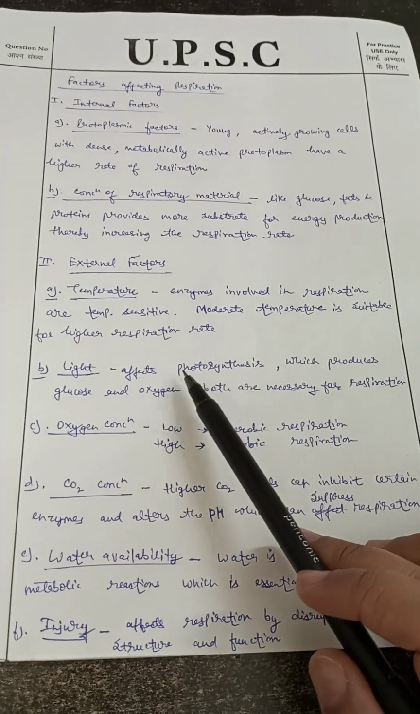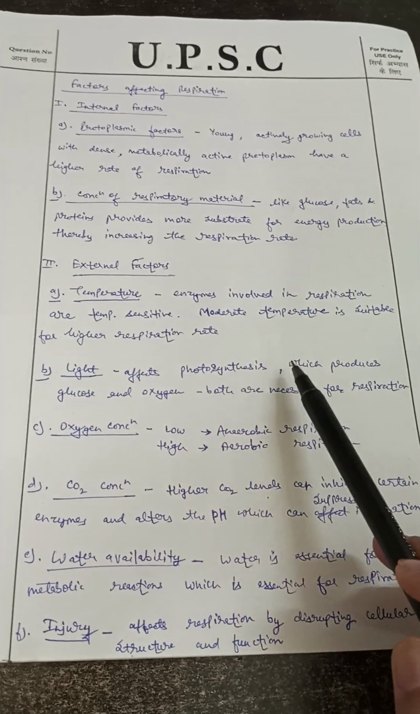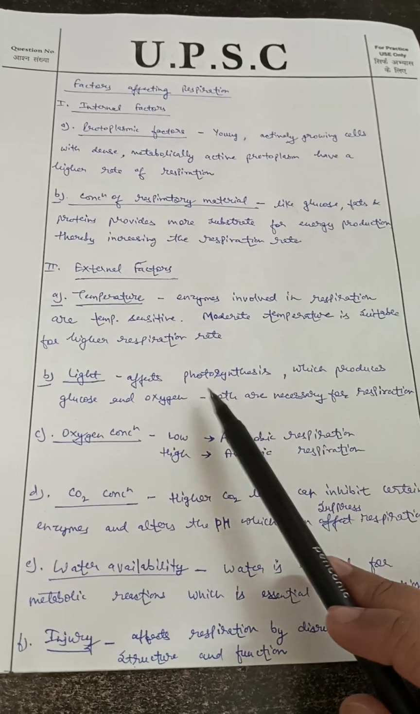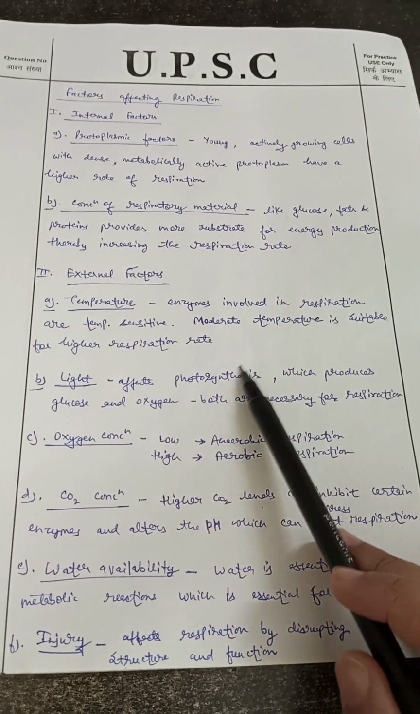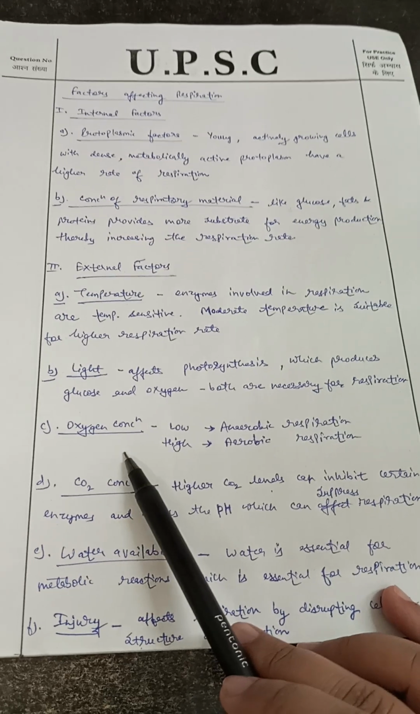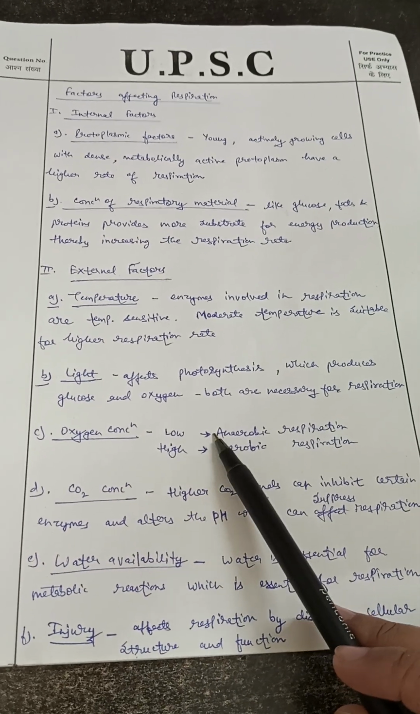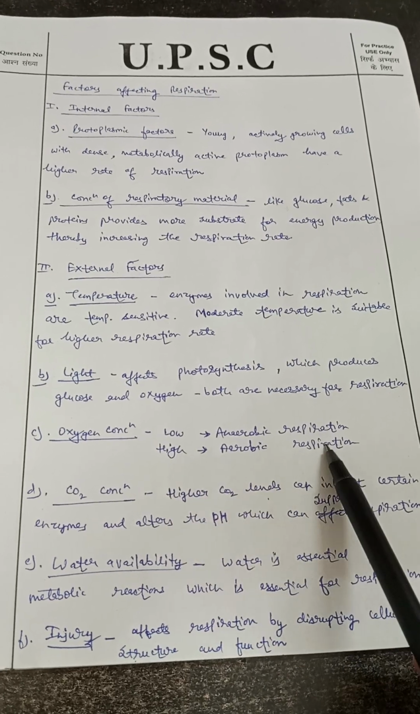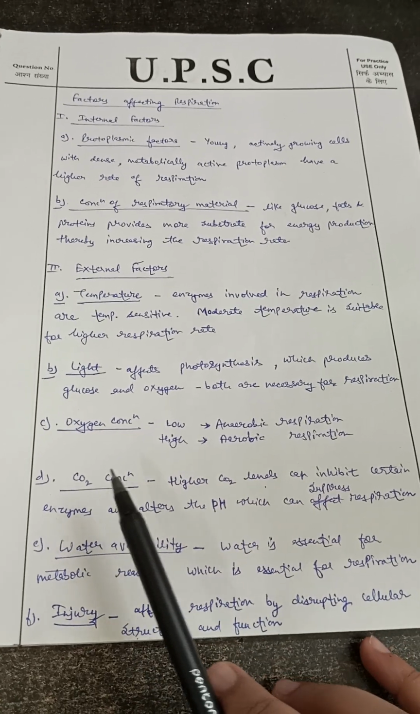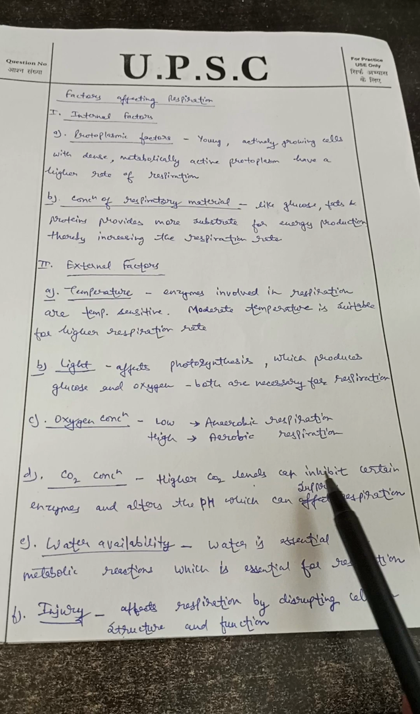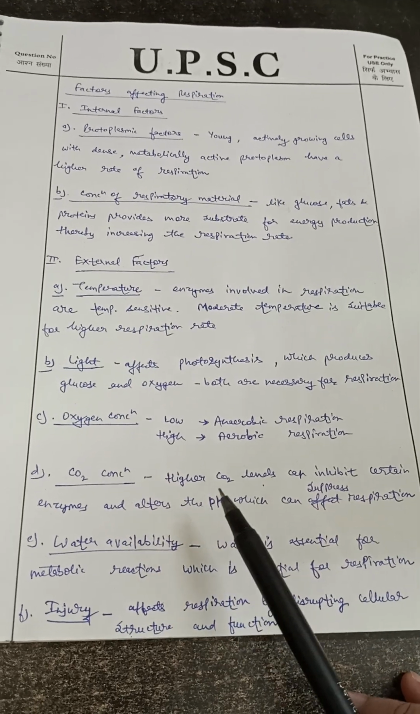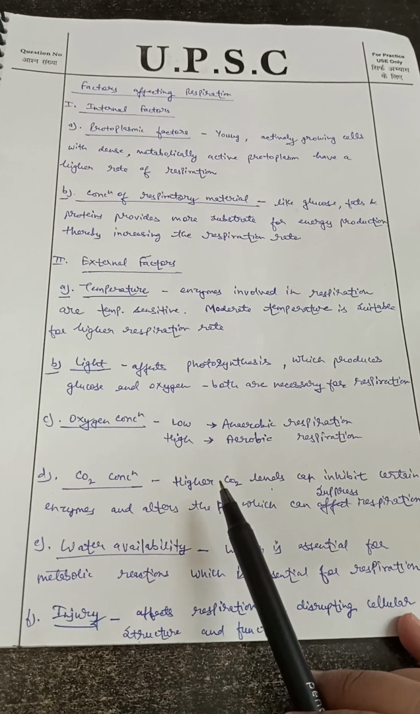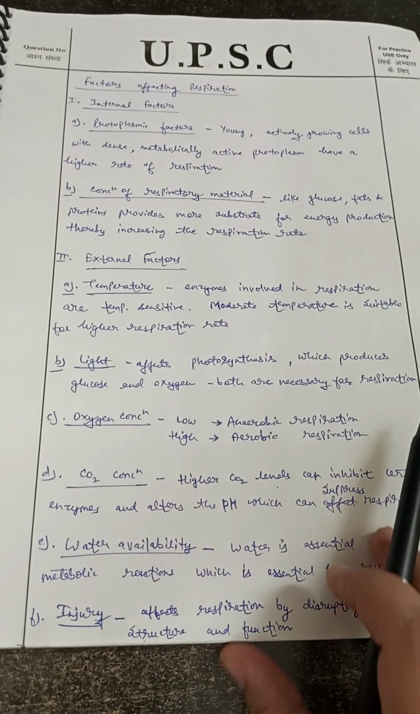Then light. Light affects the photosynthesis process, which produces glucose and oxygen, and both are necessary for respiration, while in dark conditions the photosynthesis process does not occur. Then oxygen concentration. If there is a low oxygen concentration, anaerobic respiration will occur. If there is a high oxygen concentration, aerobic respiration will occur. And then CO2 concentration. Higher CO2 levels inhibit certain enzymes and alter the pH, which suppresses respiration. So higher CO2 concentration is also not good for the respiration rate.